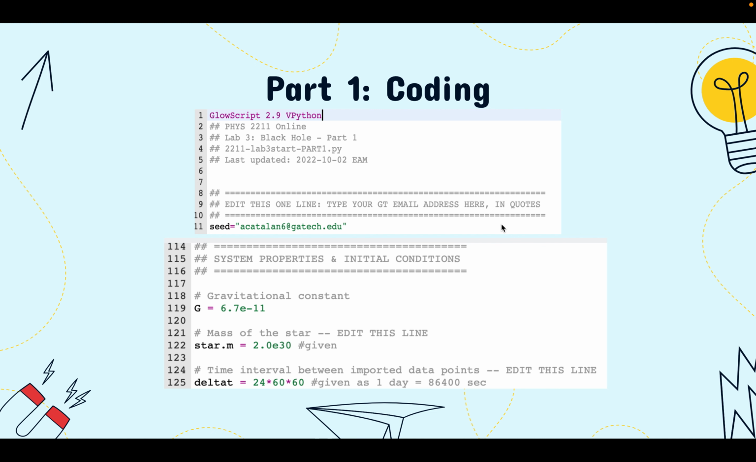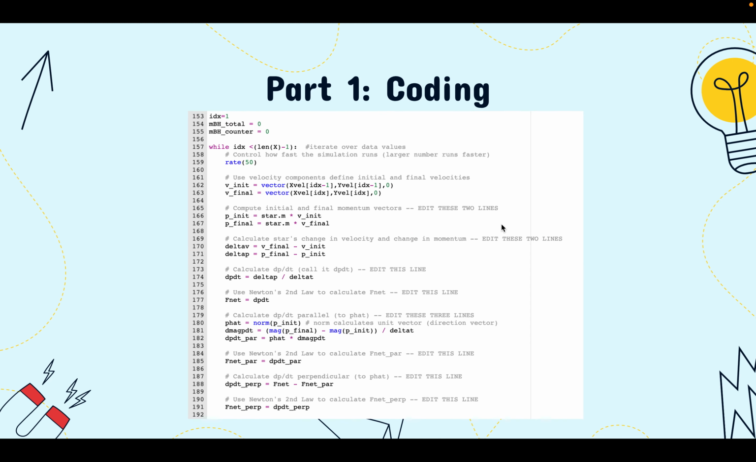Here, the only thing is that the seed is created through my Georgia Tech HEMO. The mass of the star is given in line 122, and delta T is calculated in 125. In line 166, we are calculating the initial and final momentum based on mv, where v changes depending on whether it's initial or final. In 170 and 171, we get the differences in velocity and in momentum. For 174, we divide delta P over delta T, and this is equal to F net.